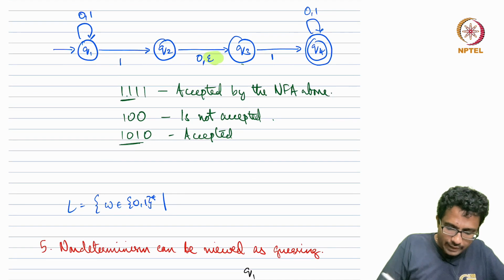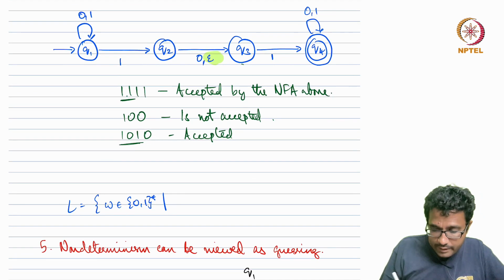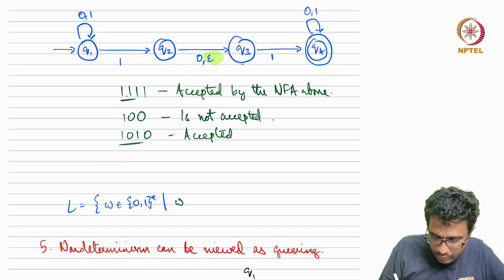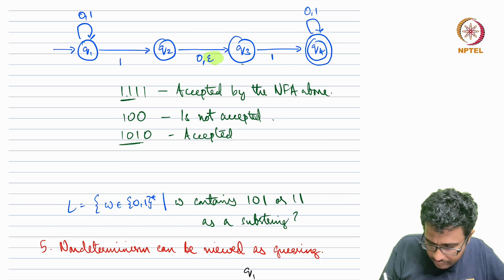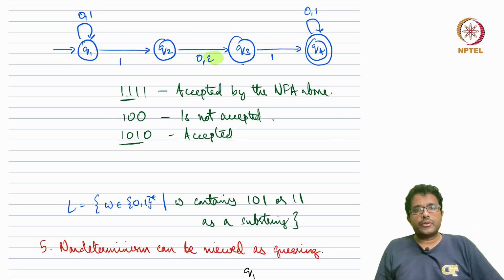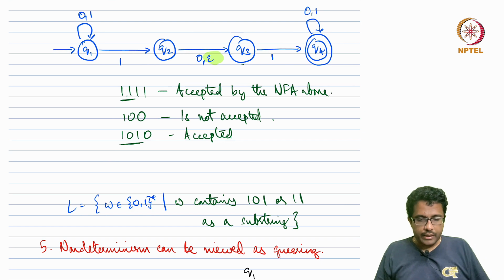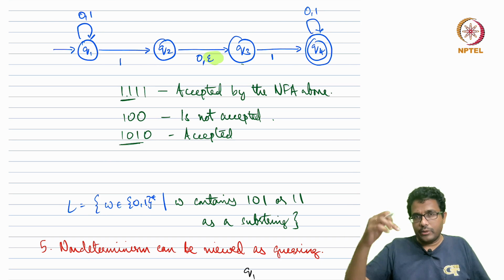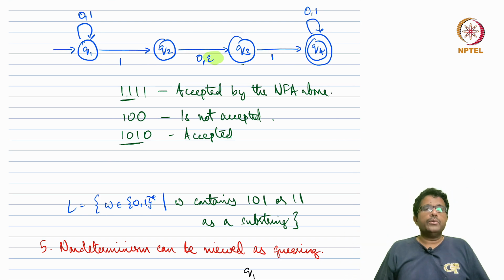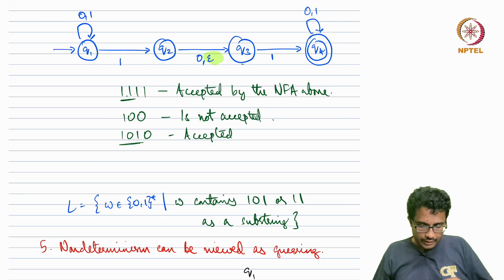So the language that is accepted here is the set of all binary strings W where W contains 101 or 11 as a substring. Unless 101 or 11 is there as a substring, which means in that order continuously without anything in between, you are not going to get accepted. You can try working this out and see that this is indeed the case.